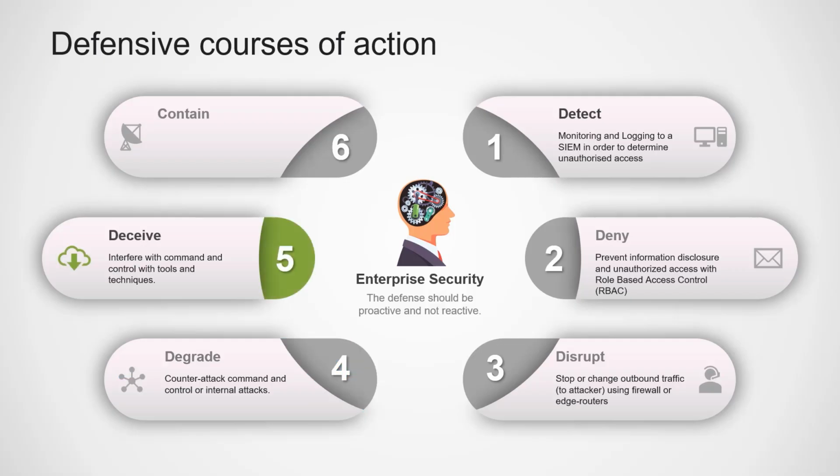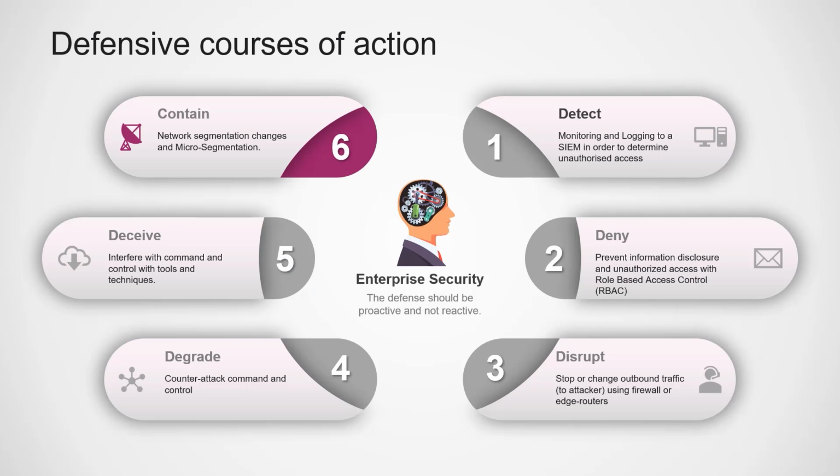We can also deceive, meaning we can interfere with the command and control with tools and techniques. These also include things like honeypots. Honeypots in your organization could be systems that pretend to be production systems, but what they do, they deceive the attackers to actually try and attack them, and you can actually log them. So if you have a honeypot and somebody actually attacks it, you know that you have a high possibility of a breach in your organization.